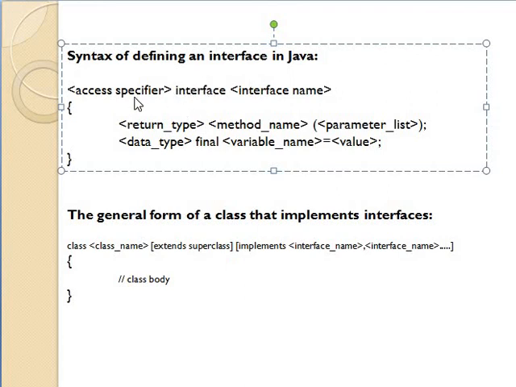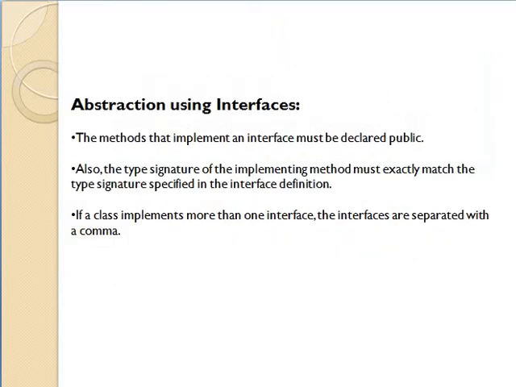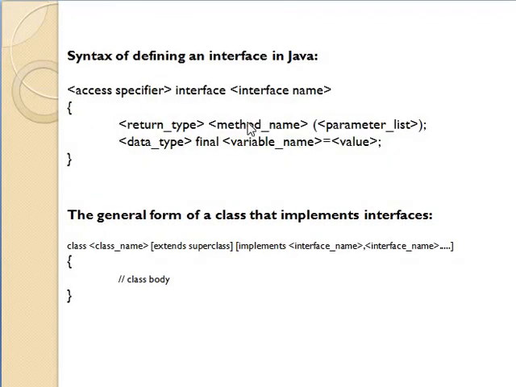And inside the body of this interface, you can declare a set of methods and a set of variables. The methods declared inside an interface can have a return type, and they can also have a list of parameters. Now, one important point to be noted is that the methods that implement an interface must be declared as public. That's why the methods declared inside an interface have to be set with the access specifier public.